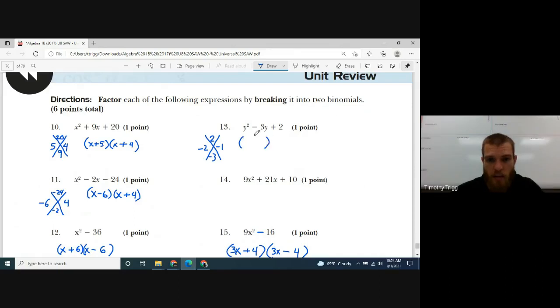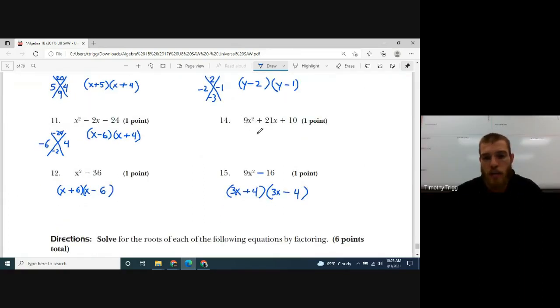Now this one has a y as its variable. That doesn't really make a difference, but it'll be y in our binomials as well. Y minus 2, y minus 1. And again, the order doesn't matter. If you write y minus 1 first, that's fine.